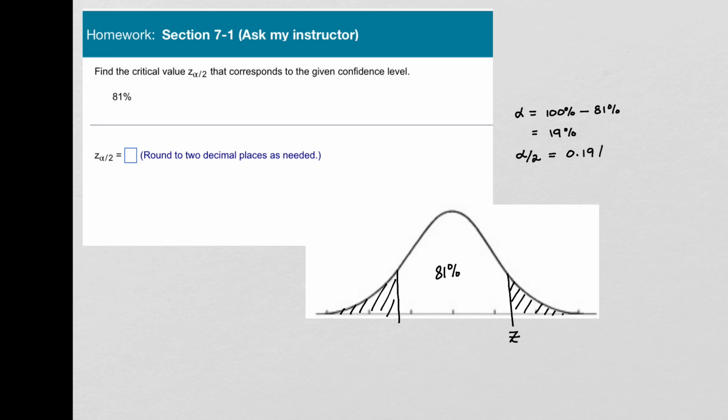I'm going to change to a decimal here. And that's 0.095. So that means that we have 9.5% of the area in this upper right-hand tail. So now we'll get our critical value here by using inverse norm.